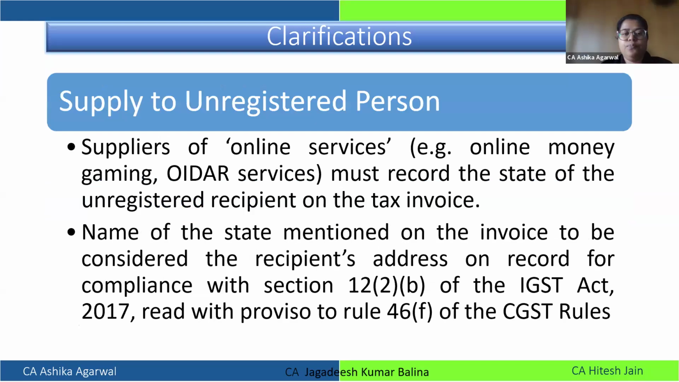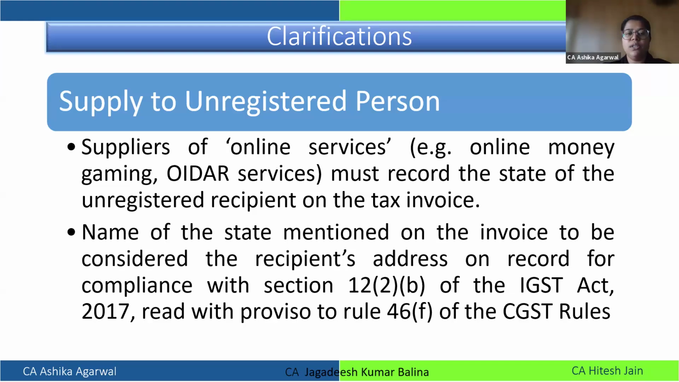Third clarification. Now this deals with a supply which is made to an unregistered person. If we read section 12 of the IGST Act, there are specific circumstances and specific services they have prescribed. Based on that, they have defined what will be the place of supply.